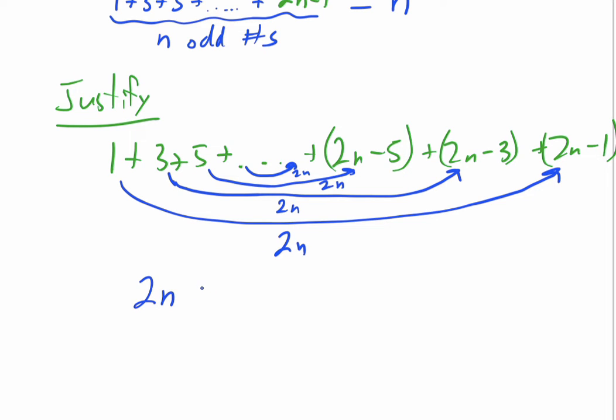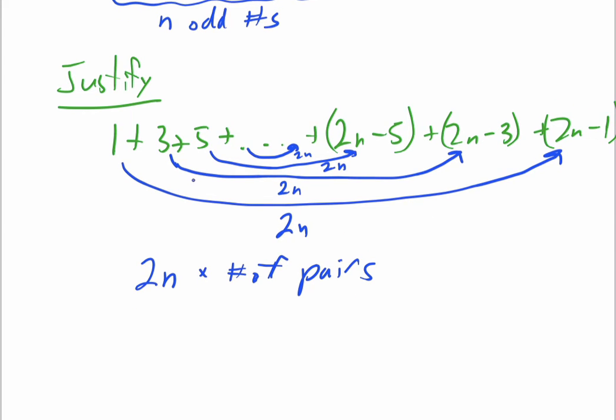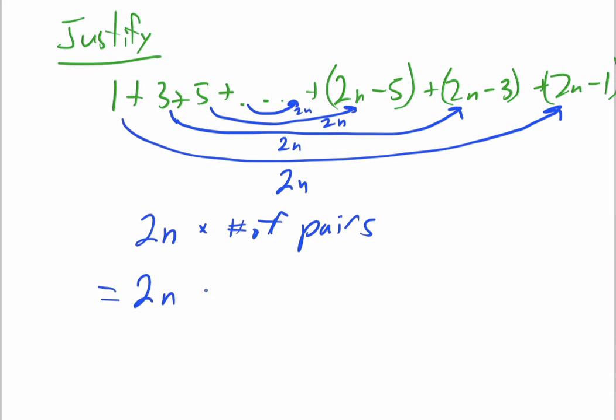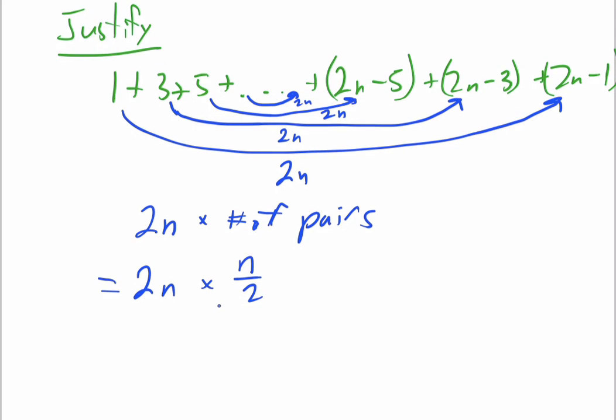You get 2n times the number of pairs, basically, is the total sum, right? And the number of pairs, remember there's n odd numbers, so the number of pairs is actually n divided by 2. Okay, there's n numbers and we pair them up, so there's going to be n over 2 pairs. Simply multiply those together and you get n squared, so this justifies your rule.